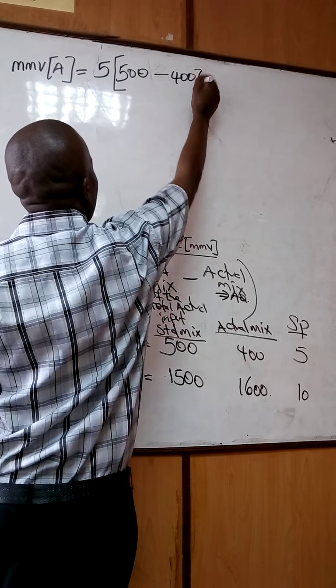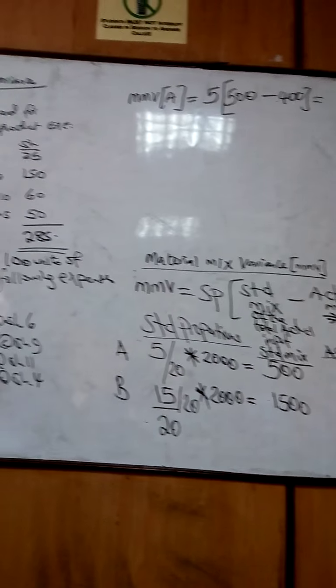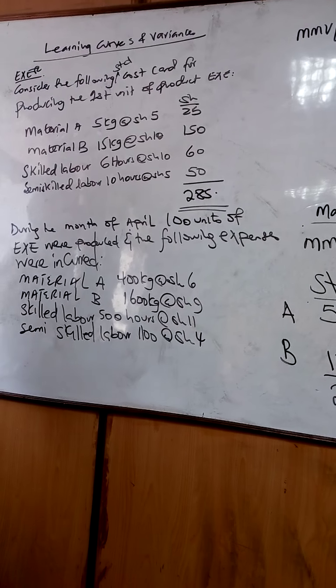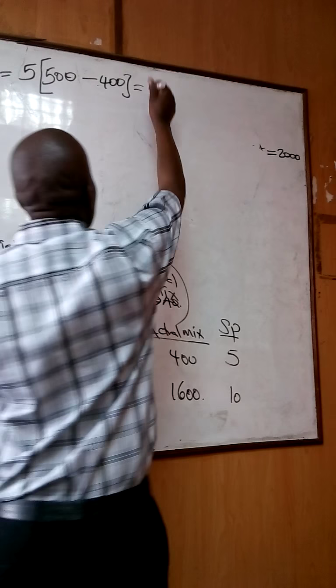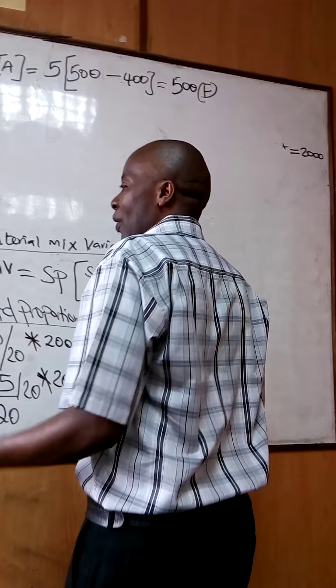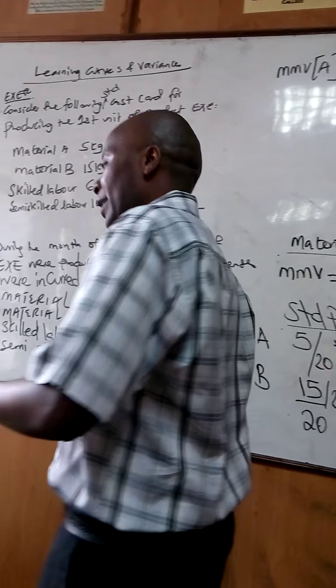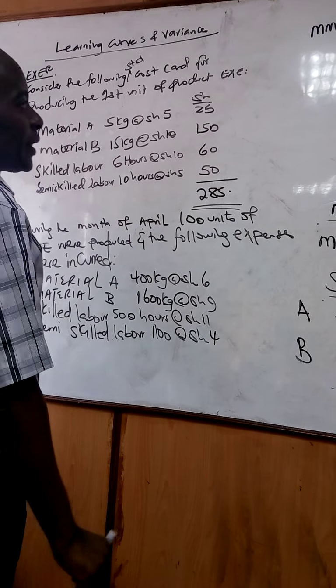400. So can you kindly give me that variance? 500. Positive or negative? Positive. So that means what to us? It's favorable, isn't it? It's a variance that impacts on our profits favorably, positively. A positive variance is a favorable variance.